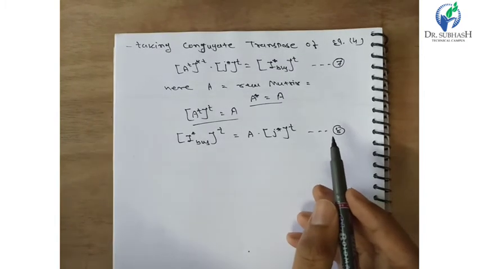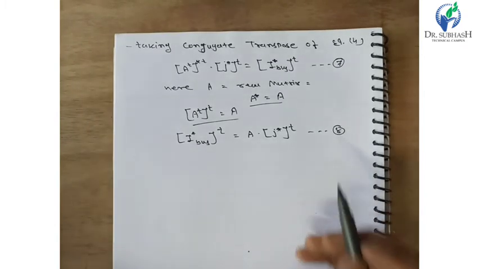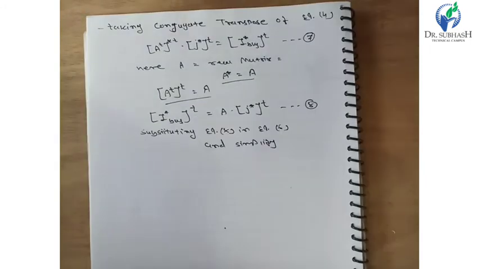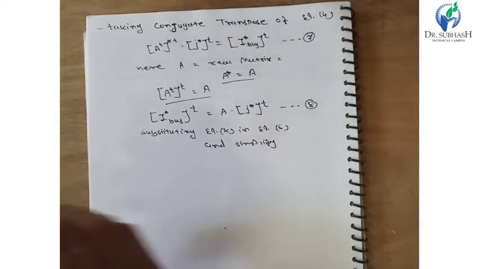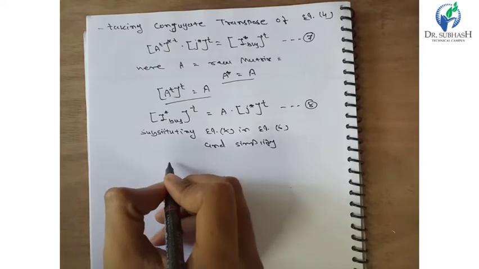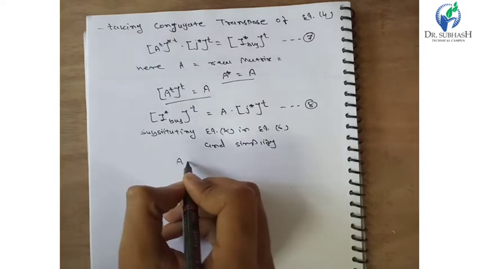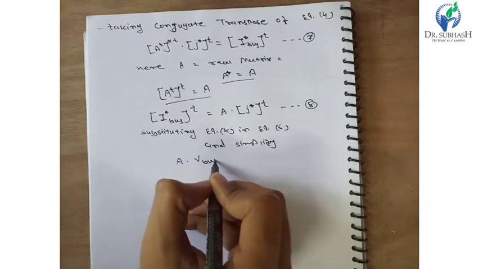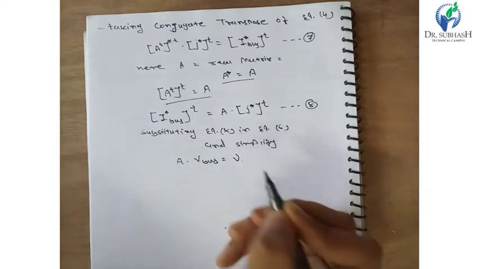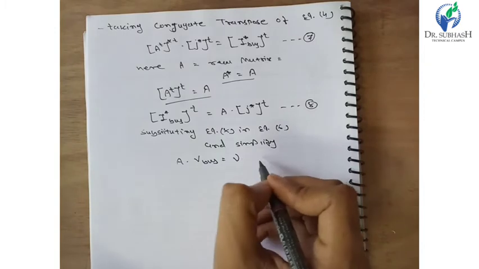Now we substitute equation number 8 in equation number 6 and simplify that form. We write here as the output of these two equations, A into V bus is equal to V. This is equation number 9.